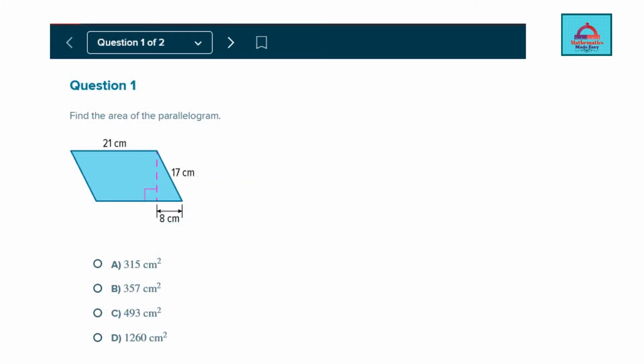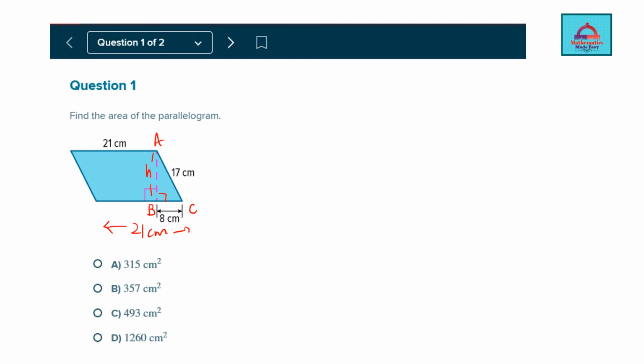Let's do one more question on parallelogram. So here you have to find the area of the parallelogram. You're already given the base. So if this is 21, this is also 21. The only thing you need is the height. Height is not given to you. So for that, we will use Pythagoras theorem.